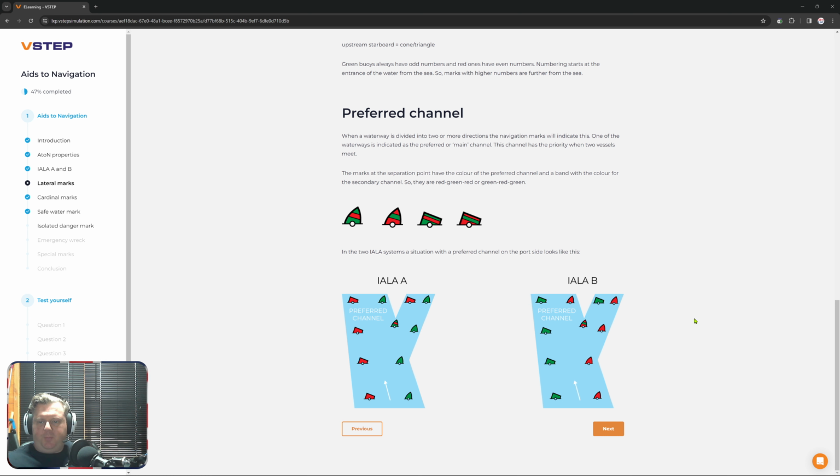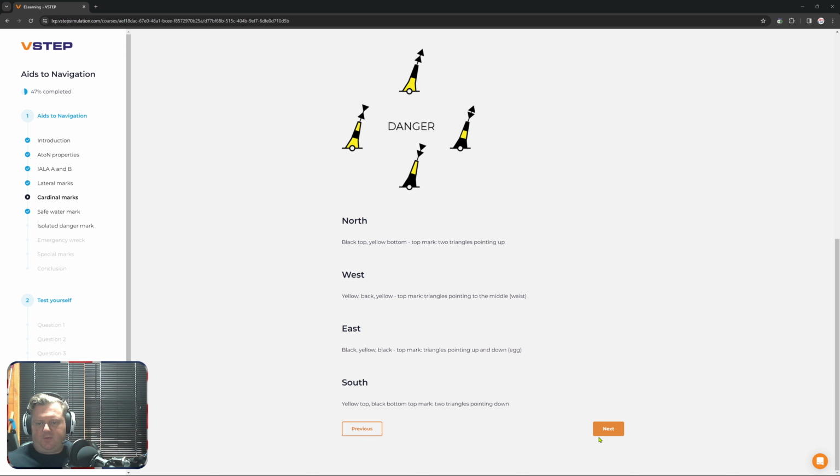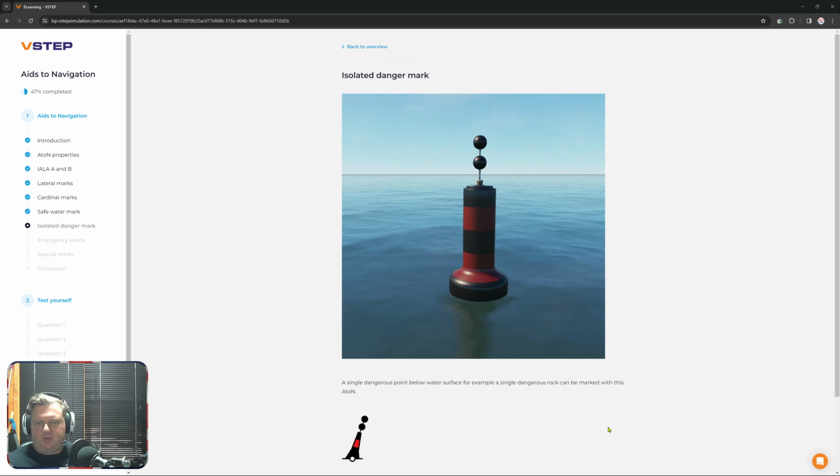So it would be the opposite of this. So to stay in the preferred channel, you would stay on the starboard side. You would stay on the starboard side, right? Because that would be over here and it would be green, red, green. But in order to stay in the preferred channel, you would stay on the right, which is the starboard side. That's what I said. I'm sure I said that.